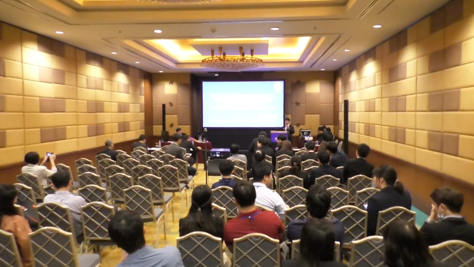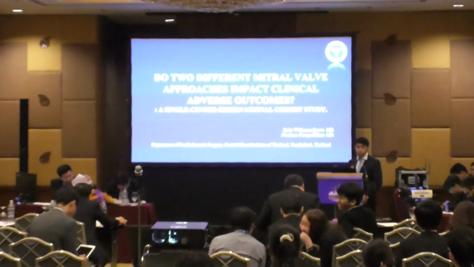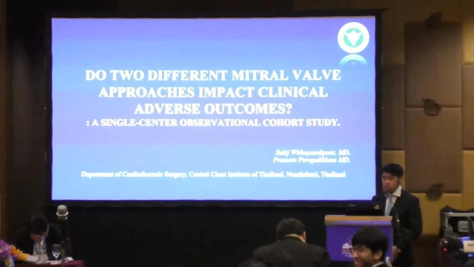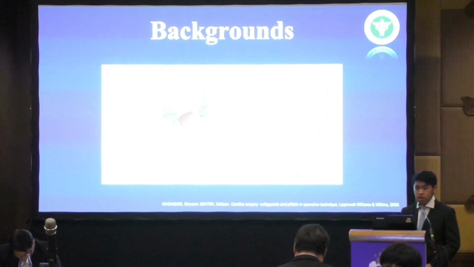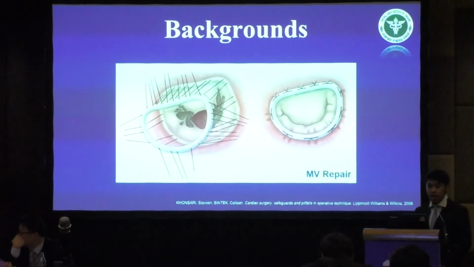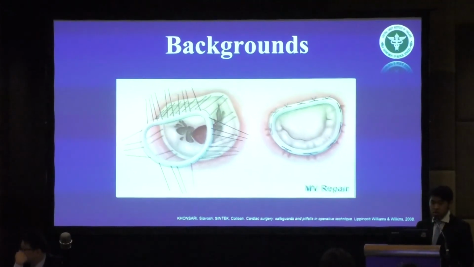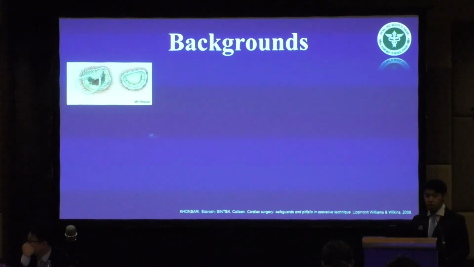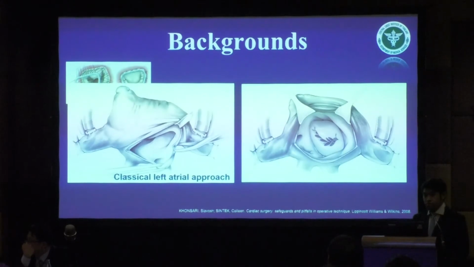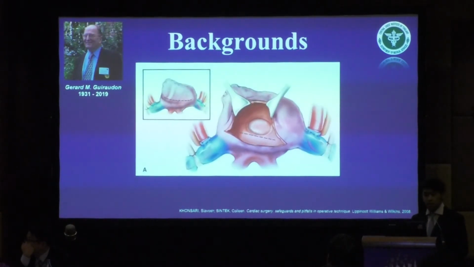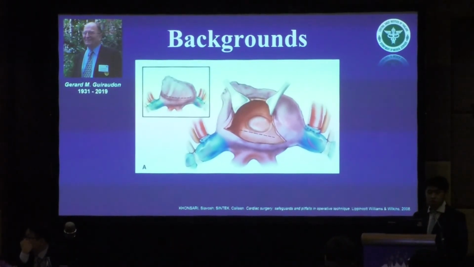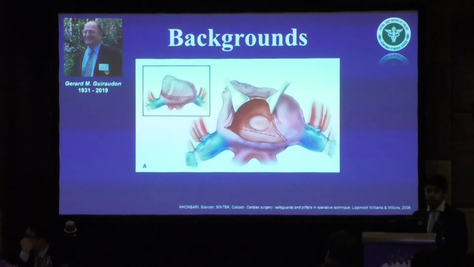Okay, good morning everyone. Today my topic is: do two different mitral valve approaches impact clinical adverse outcomes, a single center observational cohort study. To begin, mitral valve repair is the standard treatment for mitral valve disease when the repair is expected to be durable. We usually approach the mitral valve via the left atrium, posterior to the Sondergaard's groove. But because good exposure is another key to success for good mitral valve repair, Dr. Guiraudon proposed the superior transseptal incision as another alternative approach.